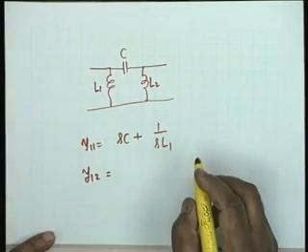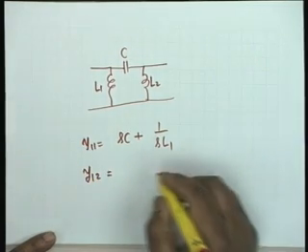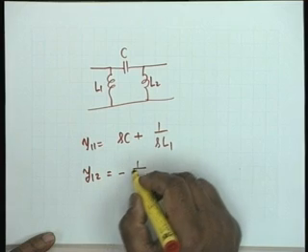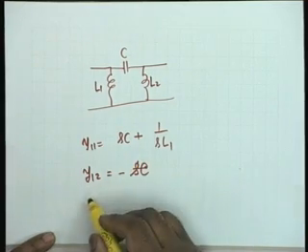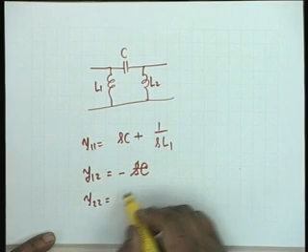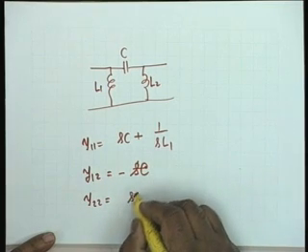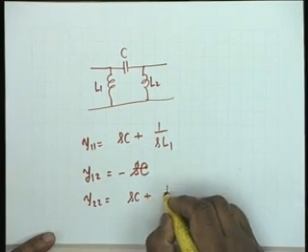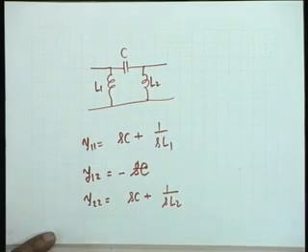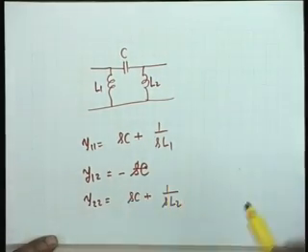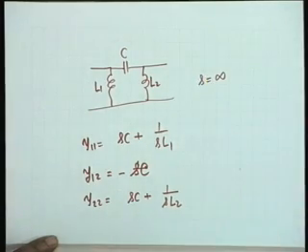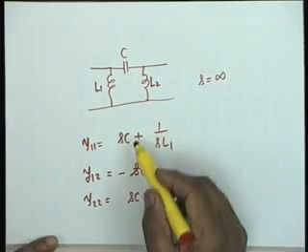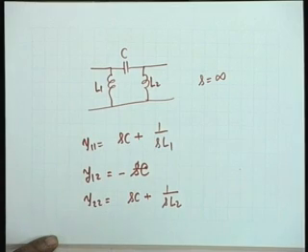Y12 is equal to minus SC. Don't forget the negative sign. And Y22 is equal to SC plus 1 over SL2. Now you notice that the pole at S equal to infinity is common to all the three parameters.